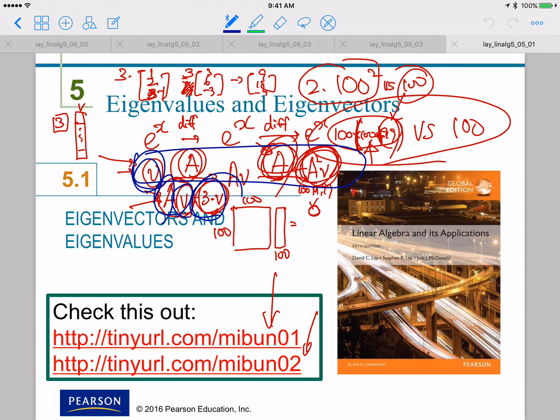Okay, let's start. Yeah, we didn't even finish the first page of this chapter 5.1. But before then, let me point out one thing related to the least squares that we learned last time.